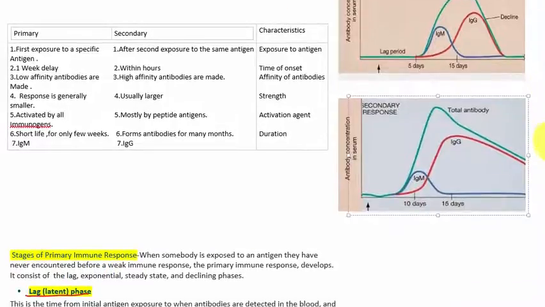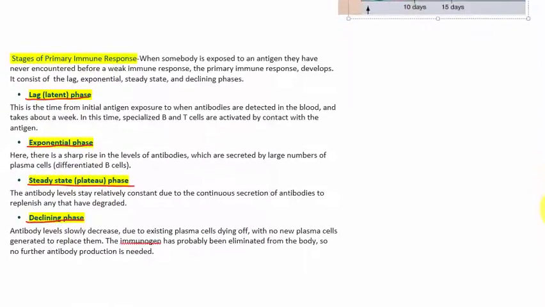The primary response is divisible into 4 phases: lag phase, exponential phase, steady phase, and decline phase. In the lag phase, the initial exposure to antigens is detected in the blood and takes about a week. In this time, the specialized B and T cells are activated by contact with the antigen. In the exponential phase, there is a sharp rise in the levels of antibodies which are secreted by large numbers of plasma cells. In the steady state, the antibody levels stay relatively constant due to continuous secretion of antibodies to replenish any that have degraded. And in the declining phase, antibody levels slowly decrease.